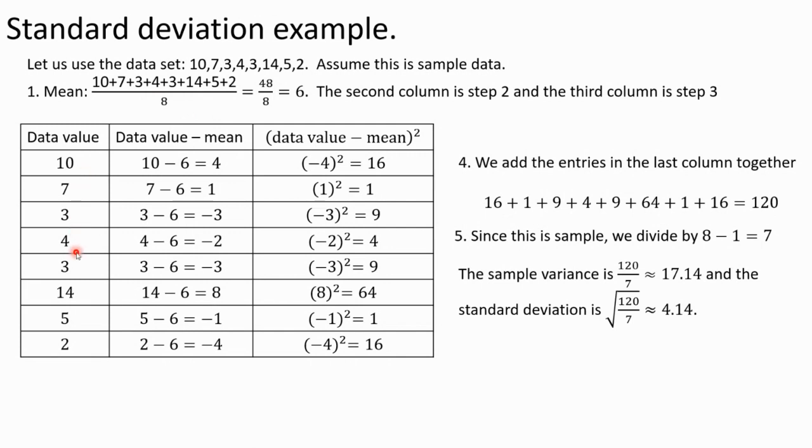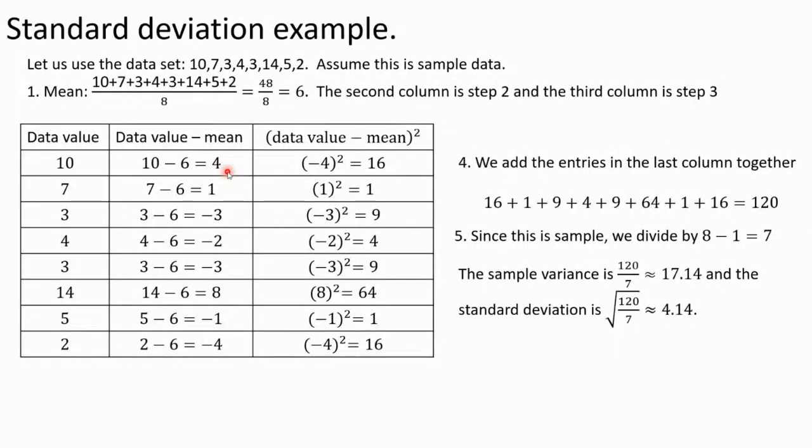So we have the data values here listed. We subtract the mean from each one, right? That's what we're doing in the table. What we're also doing is squaring the difference, as you can see. Squaring that difference. All right.